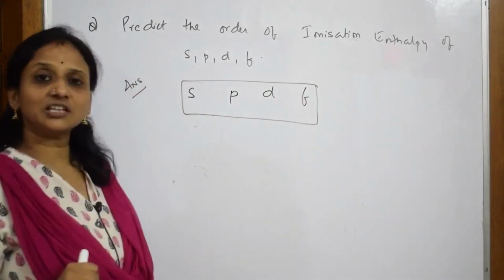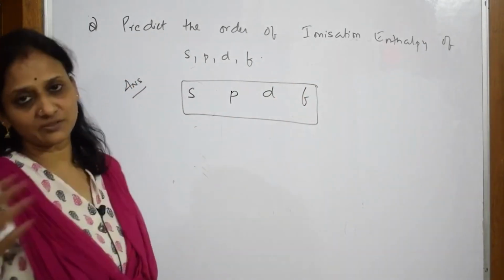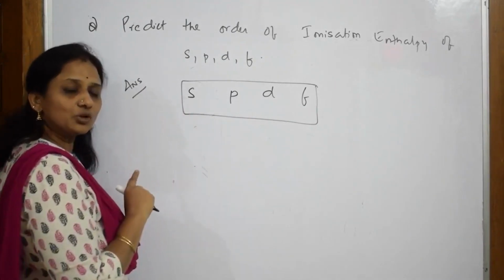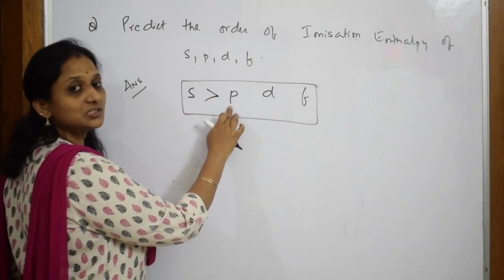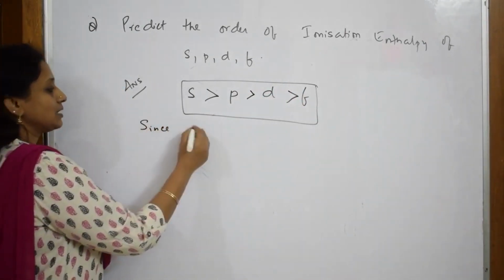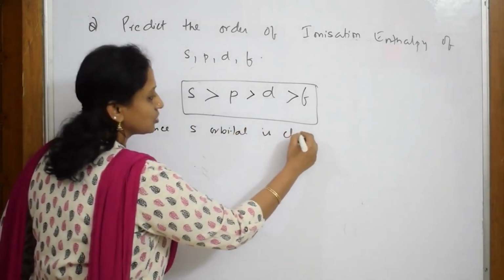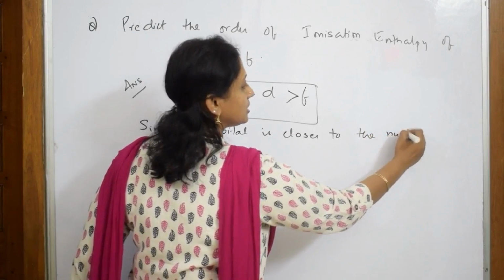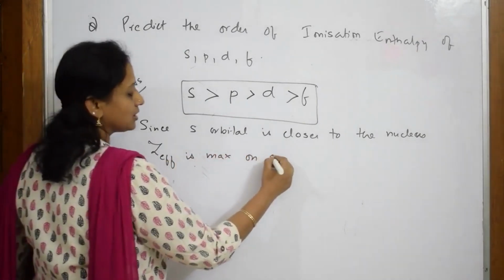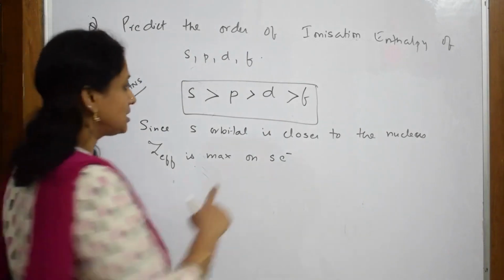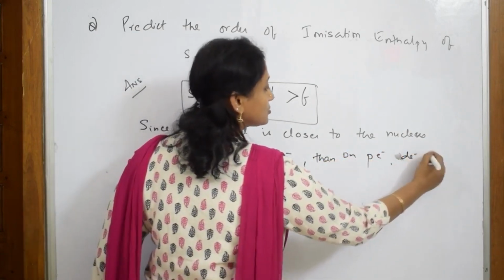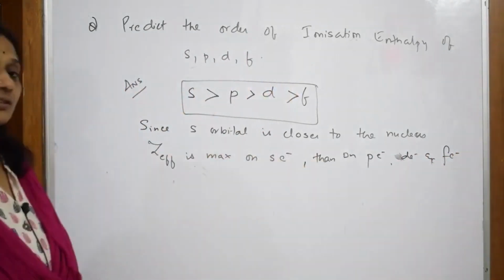So I very well know ionization enthalpy is the amount of energy required when an electron is removed from its valence shell, from a neutral gaseous atom. So among all these, which is closer to the nucleus? Yes, s. So which will require more ionization enthalpy? After that, p is closer, so this will require. After that, d. Then f. So what can you write? Since the s orbital is closer to the nucleus, Z effective is maximum on s electrons. That is, the nuclear pull, the effective nuclear charge, is more on s electrons than on p electrons, then d electrons, and then finally f electrons. Hence, this is the order.